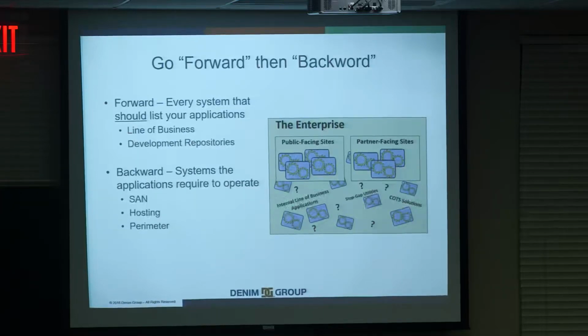Sustainability. Your person is not going to know what that is. If they start writing down their list of apps on a whiteboard, what that means is they don't have that list stored in soft copy somewhere, and they really should. So you want to go forward, then backward. Go forward: go to everything that should list your applications, go to the line of business, go to all those guys, but they're not going to give you complete data.